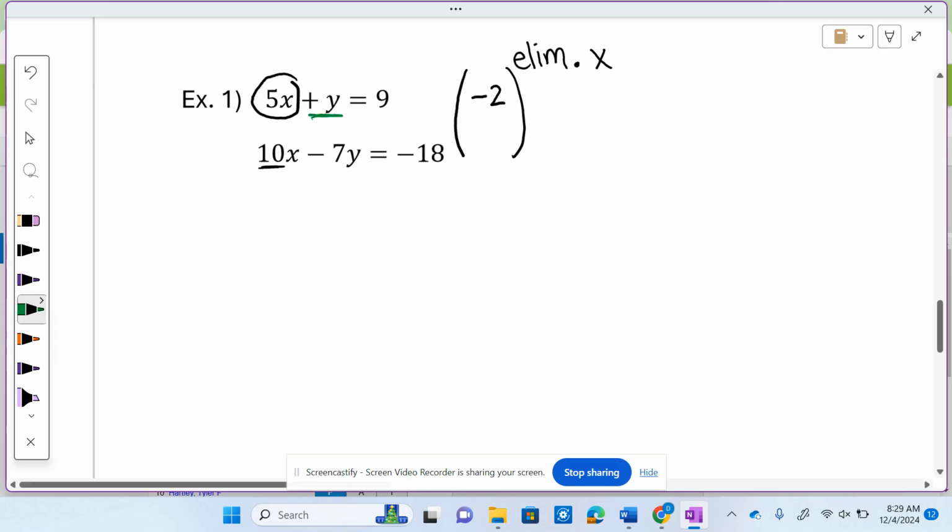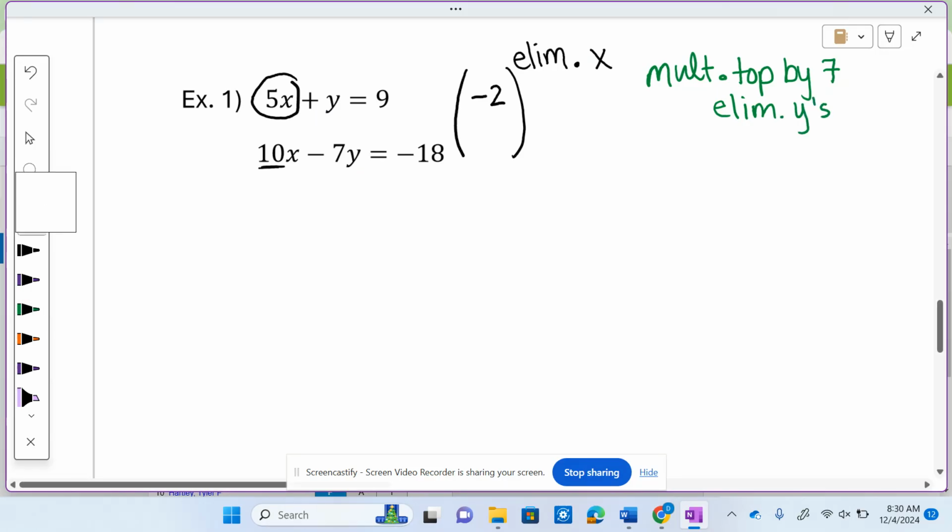Okay? What if I wanted to get rid of the y's? What number can I multiply this whole equation by that is going to give me the same number but the opposite? The bottom number is a -7. What's the opposite of that? A +7. So if I wanted to eliminate the y's, I'm just going to write a little note over here. I could multiply the top by 7 and eliminate the y's. But we're not going to. We're going to keep up with that first idea of multiplying by -2.